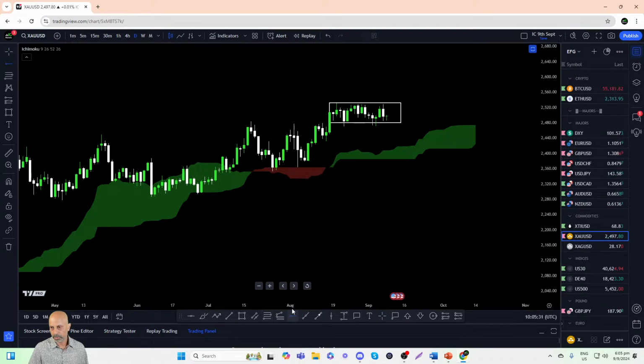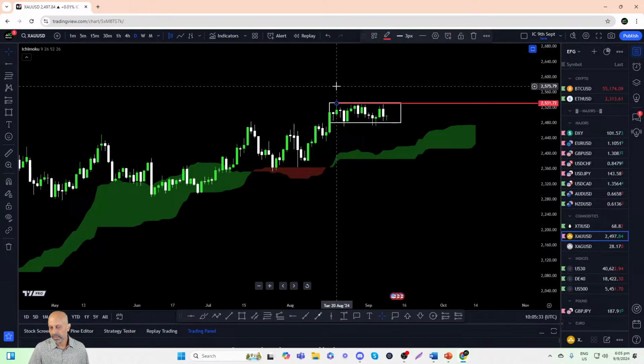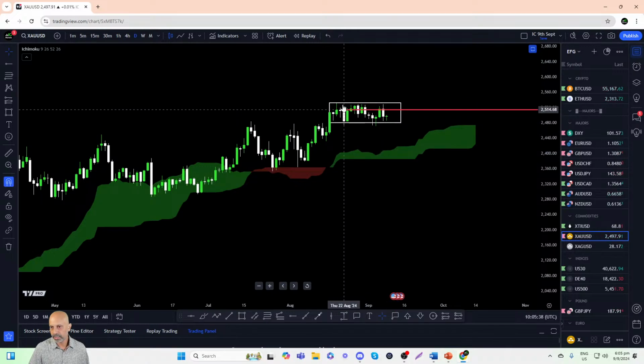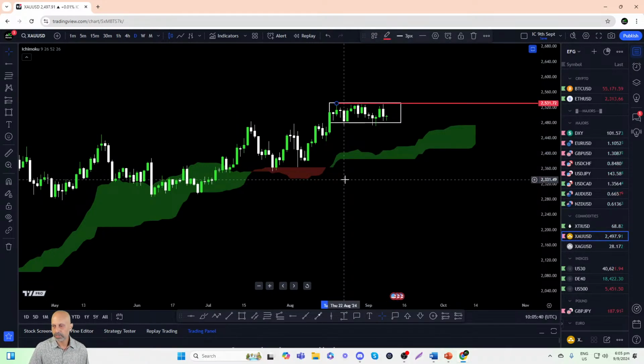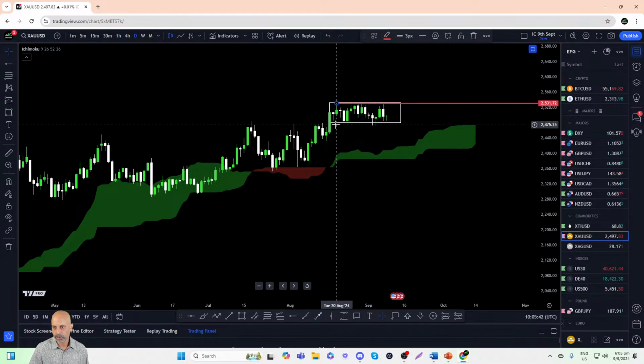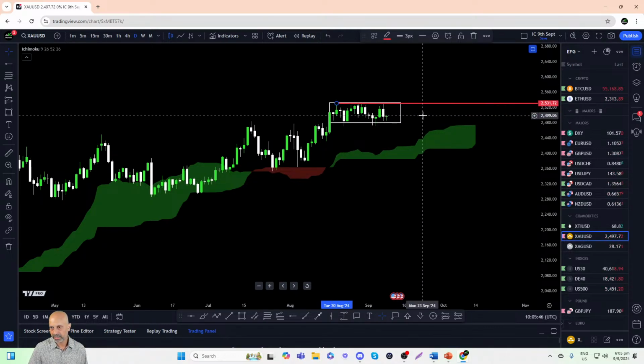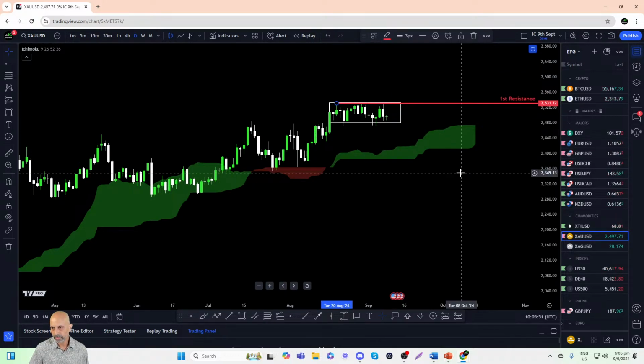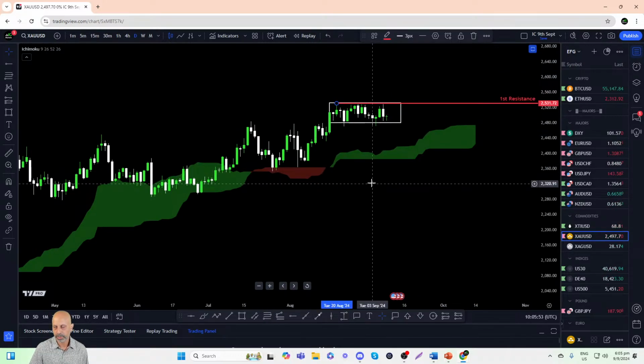Now, of course, when we look at this level here, this is the intraday high, $2,531 per ounce, right? This intraday high was formed on 20th of August, and it's a level that has yet to be breached. So quite clearly, this is the first resistance for spot gold prices here.